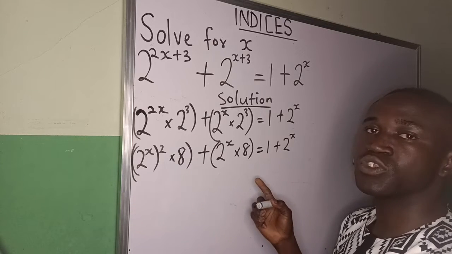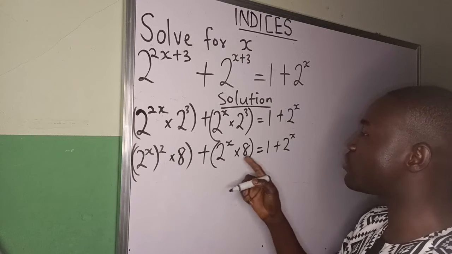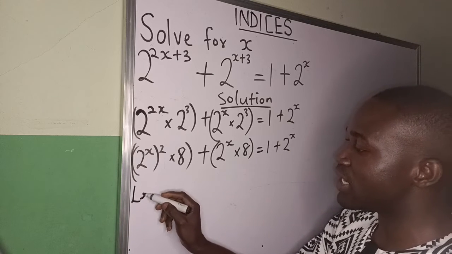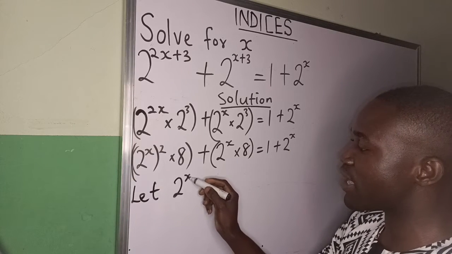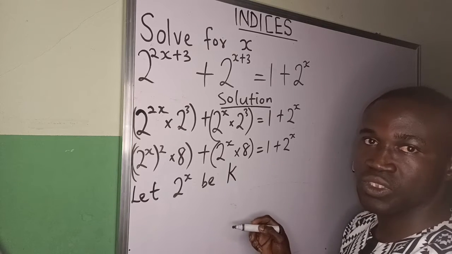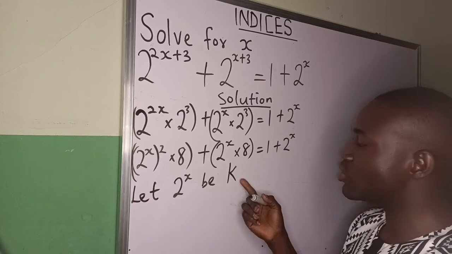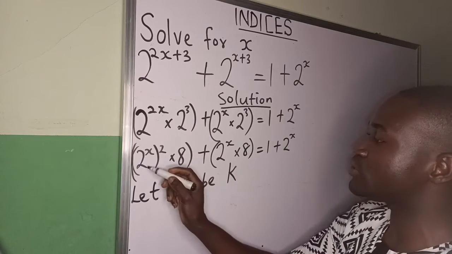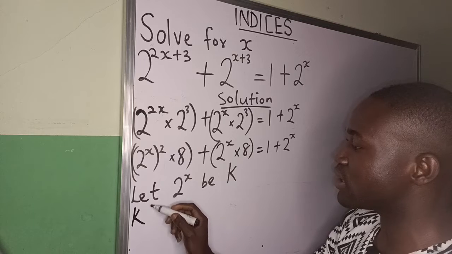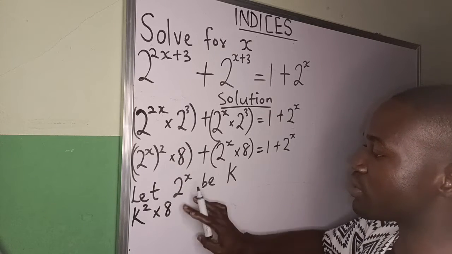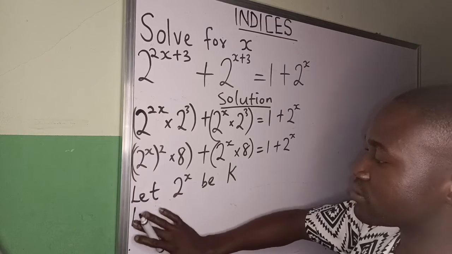So at this point, you will notice that they have 2 raised to the power of x in common. So you don't add. What you do is you say, let 2 raised to the power of x be represented with any letter of any language. Let's say English language has k. You say let it be k. Then you now say take k and put it here. You'll be having k squared times 8.